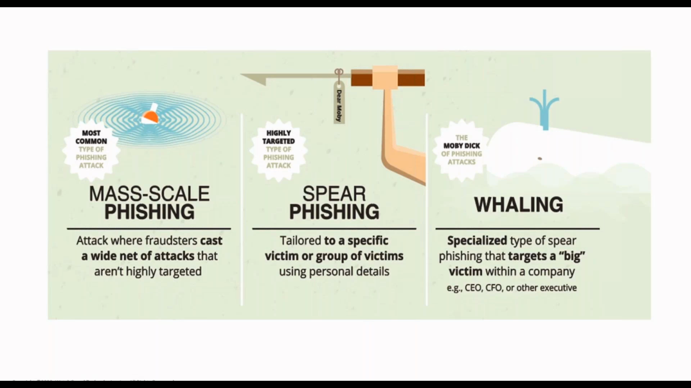We have another one, which is spear phishing. And this one is a highly targeted type of phishing attack. It's tailored. So most of the time, the attacker will take his time in reconnaissance and social engineering and try to find as much information as possible to make it believable and make it easy for him to achieve the objective. Whaling is actually a specialized type of spear phishing that targets a big victim, which can be a CEO, a CFO, or another executive in the company.